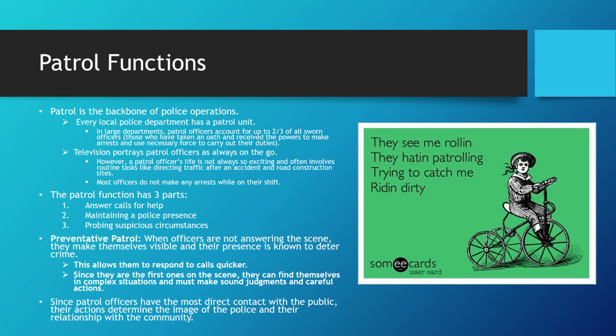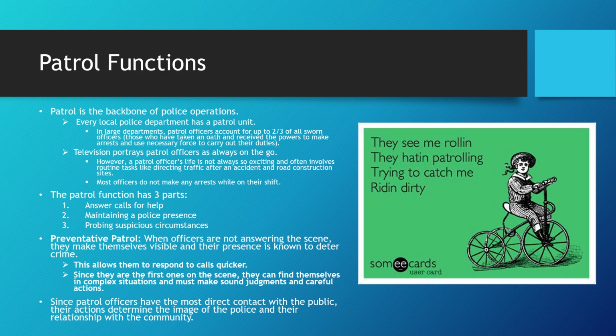It often involves routine tasks like directing traffic after an accident and at road construction sites. In fact, most officers do not make any arrests while on their shift. The patrol function has 3 parts: 1, to answer calls for help; 2, maintaining a police presence; and 3, probing suspicious circumstances.